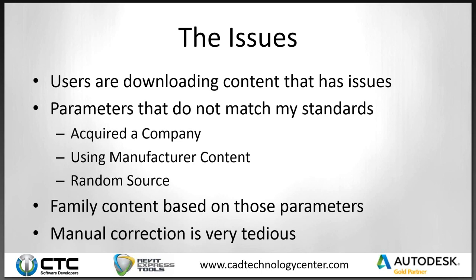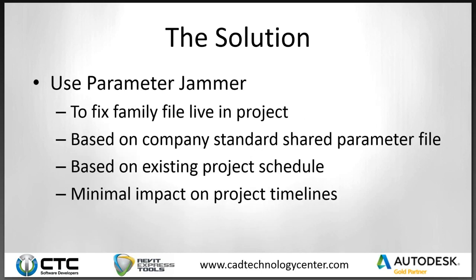So let's talk about a tool that can actually help you with this workflow. It actually helps the end user so they don't have to bother any BIM managers in the first place in most cases. So what we're going to use here is a tool called Parameter Jammer. It's on the project suite. You can use this to fix a family file live in your project. And that's awesome because you don't have to necessarily know how to do any family creation. It can be fixing these families based on your company's standards and shared parameters, based on an existing project schedule. This is the schedule that they're trying to work with in the first place. And the nice thing is that there's minimal impact on the project timeline, and that's pretty key.